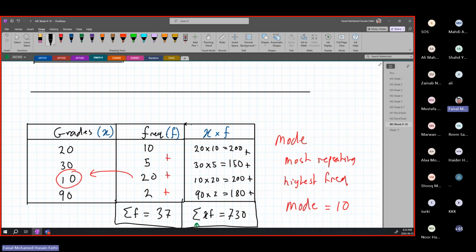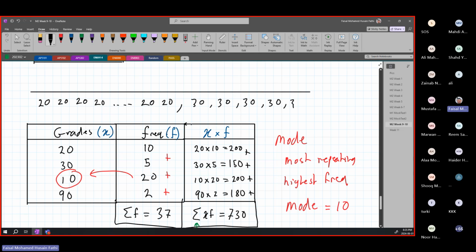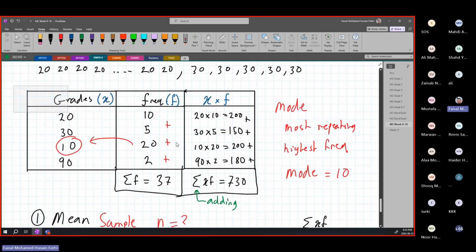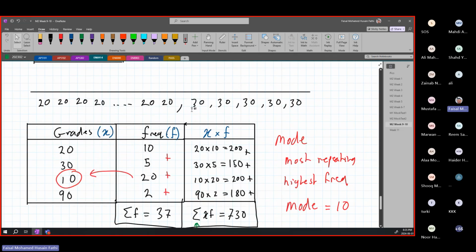An easier way for you guys to look at this is as if I were writing 20 ten times. 20, 20, I'm writing it 10 times. And then 30, I'm writing it 5 times, 30, 30. This is what is meant by frequency, meaning how many times this number is repeated, how many people got the grade 30, 30, 30.